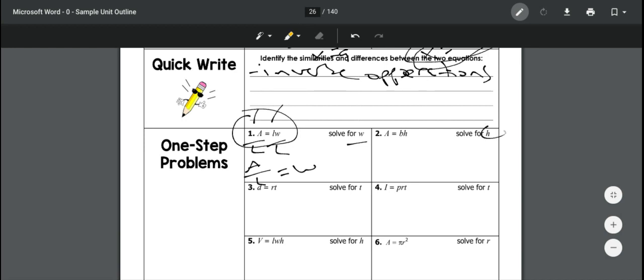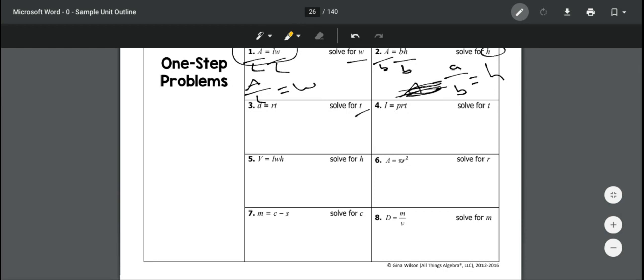You also have to look at what letter you're solving for. Solving for the H, so we're going to divide by B on both sides, and we have A equals, whoops, sorry. What are we solving for? H? Oh, my bad. Forget that. We're going to have H on this side, and we have A over B.